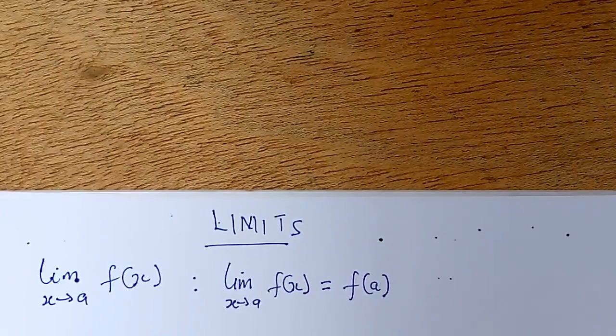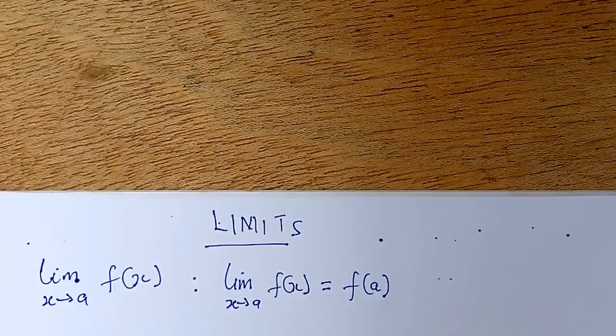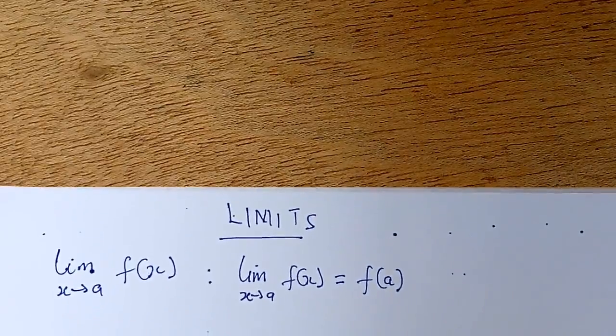So in dealing with limits, x will always approach a value. So all that we need to do is just replace x by the value that is here. So now we have x approaching a. So to solve it or find a limiting value, we just replace the x by a. So let's take examples and see how this question could be solved.